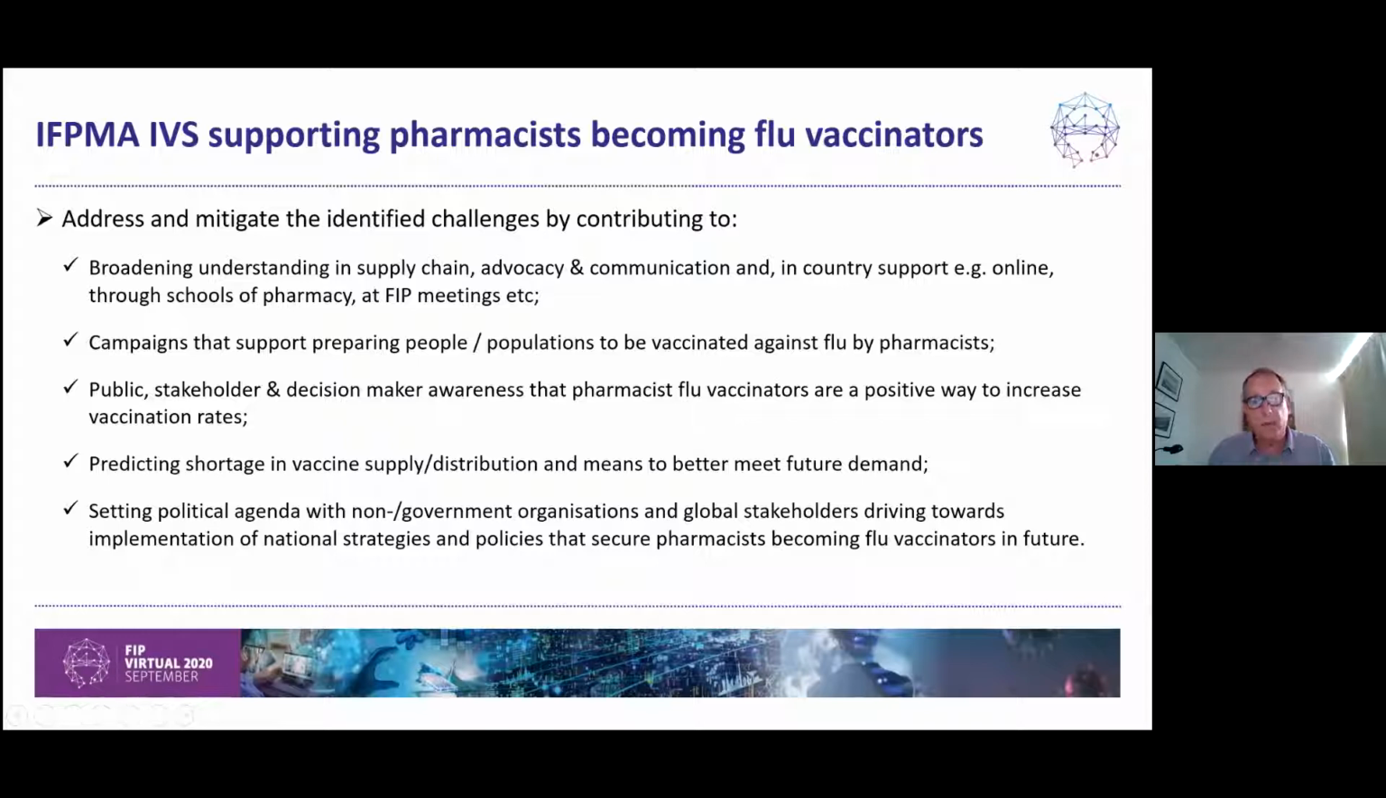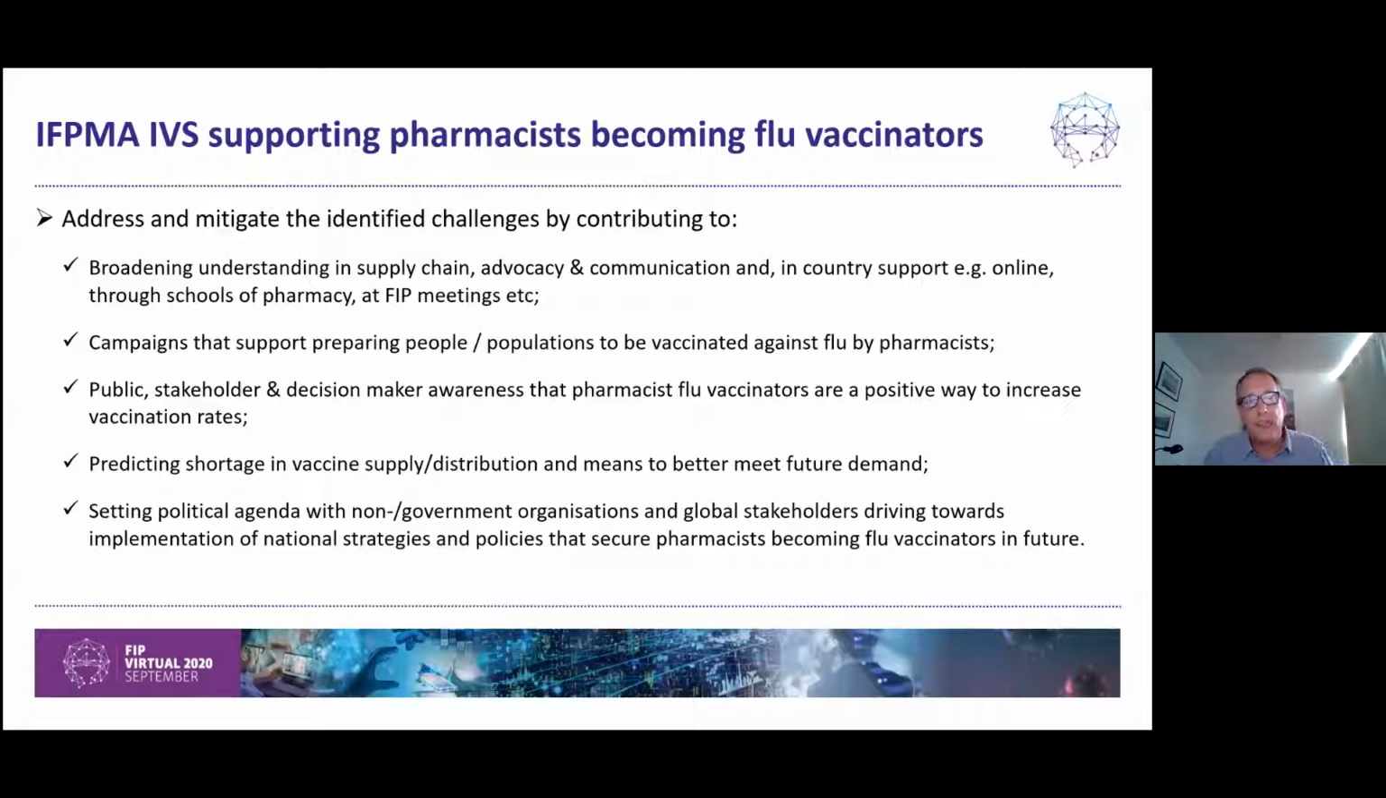Where IVS can support this, and again, we talked about this with your colleagues in the workshop in Abu Dhabi last year. Where can IVS support this, and where can we help address and mitigate identified challenges? Well, we can support broadening the understanding through things like education on supply chain, advocacy and communication, in-country support. So, for example, the session that Bram and I are very honoured to be able to deliver today helps, I hope, deliver understanding and education on where the flu vaccines come from, how they are developed, the challenges we face, etc.